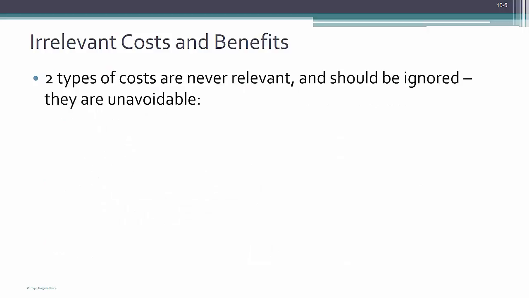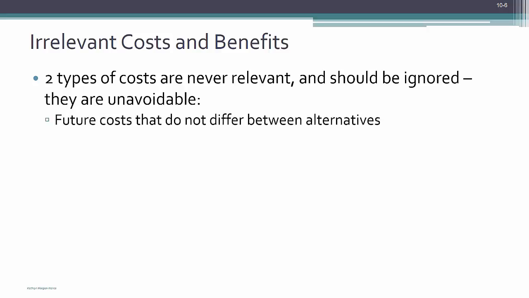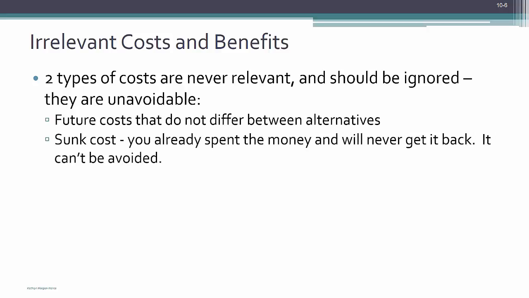You've learned that we pay attention to those costs and benefits that vary between alternatives because they are relevant. Likewise, we can ignore irrelevant amounts when making a decision because they're misleading and may cause us to make a poor decision. Two broad categories of costs are never relevant in any decision because they're unavoidable. First, future costs that do not differ between alternatives, and second, sunk costs which have already been incurred and cannot be avoided because you already spent the money.